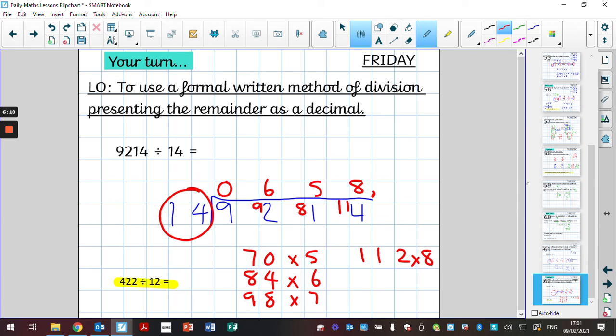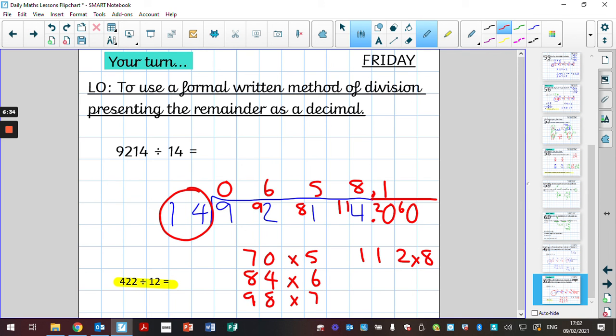So we need to put our decimal point in, expand the bus stop, put our place value holder in, and exchange the 2. How many 14s go into 20? Well, that is 1, and I have a remainder of 6. We need to put our place value holder in. How many 14s go into 60?